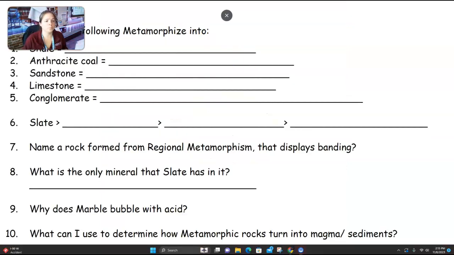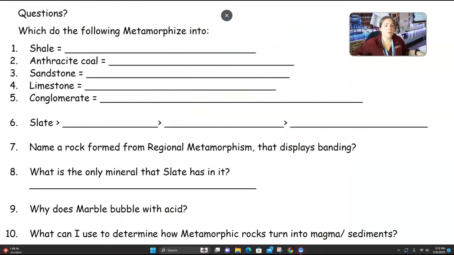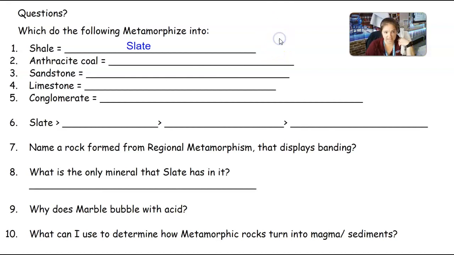All right. So which do the following metamorphize into? So you're using your reference table. You're using the comments to find the answers. So shale, not shiny, turns into a shiny slate. Bituminous coal goes into anthracite coal, which then forms diamonds. Sandstone looks like sand, red sand. It turns into like a purpley, wet-looking rock called quartzite.